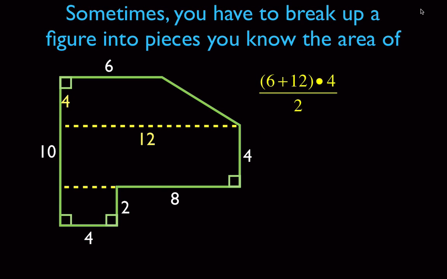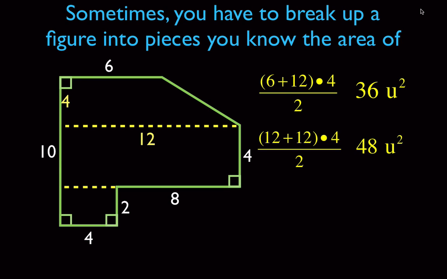So we'll start off with shape number 1. My bases for my trapezoid are 6 and 12, so 6 plus 12, and then my height is 4. So if I calculate that out, that gives me an area of 36 units squared. Second one, I've got my rectangle. The bases are both 12, so 12 plus 12 is 24. 24 times 4, and then divided by 2 is 48. And the last one, both the base and the top base are 4 each, and the height is 2, which gives me 8.